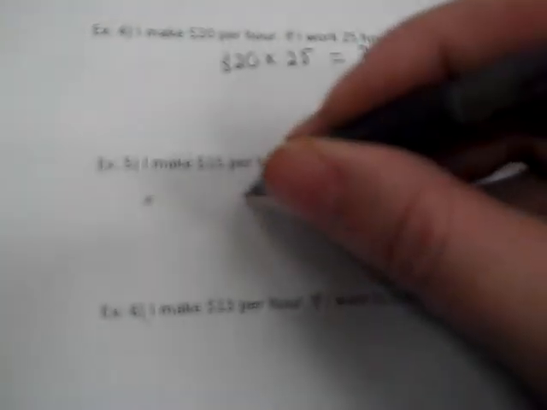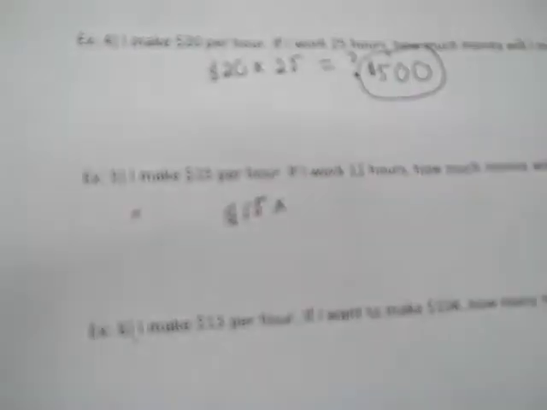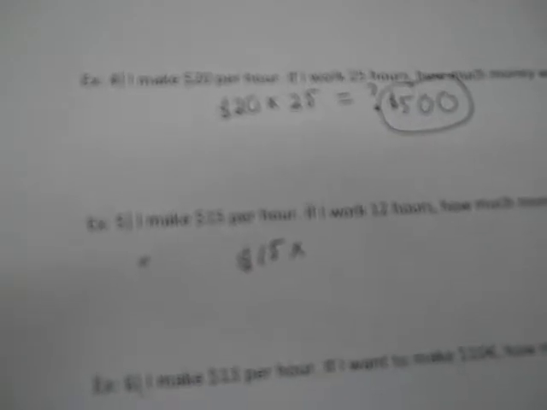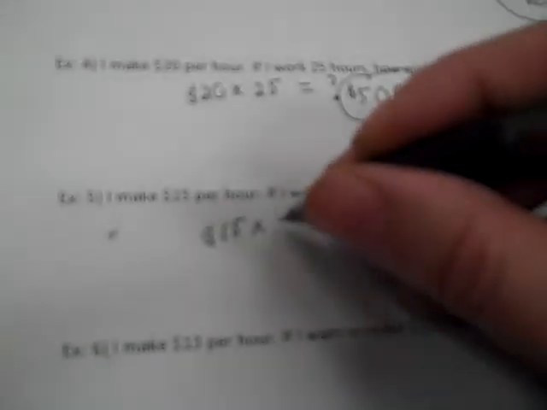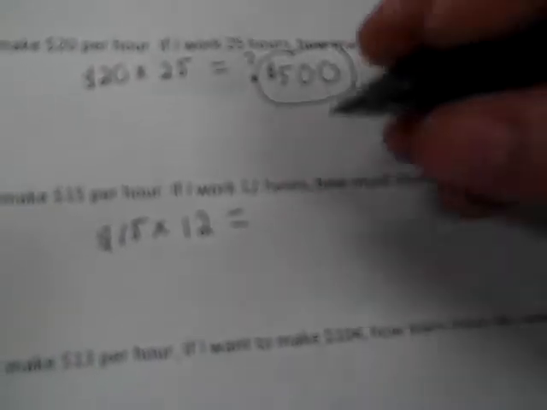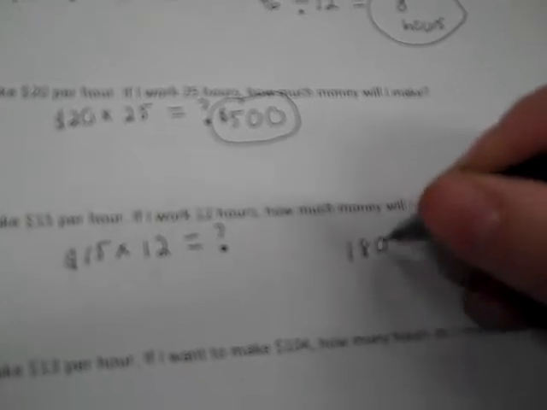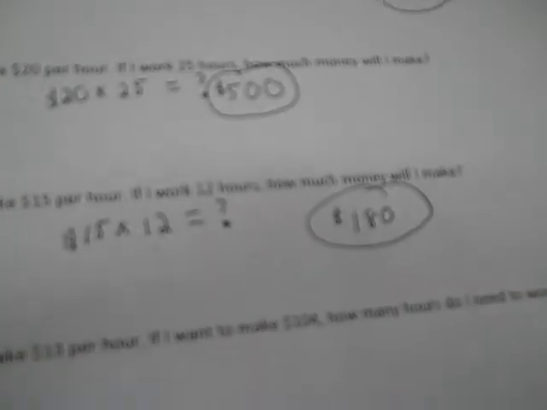Okay, example 5. I make $15 per hour. If I work 12 hours, how much money will I make? Okay, so I make $15 per hour. How many hours were there? Well, I worked 12, so times 12. How much money do I make? I don't know how much money I make because that's what I need to figure out. Okay, so this is again a times problem. I just take 15 times 12, and that's 180. So the money I make is $180.